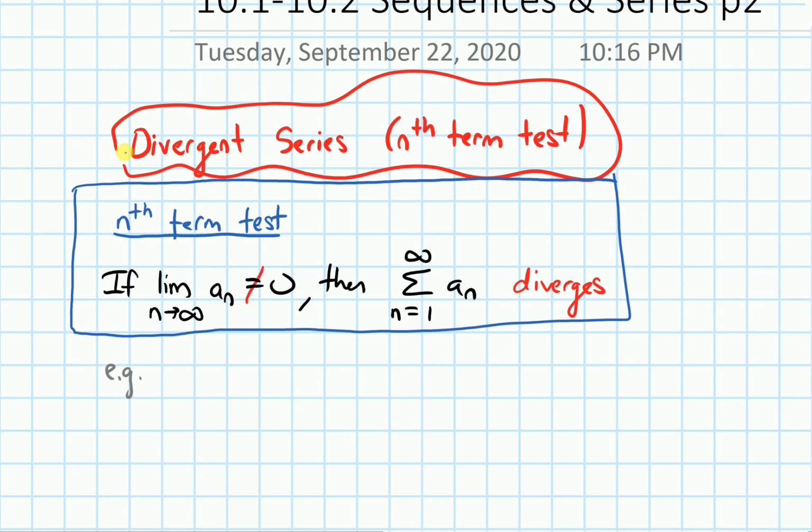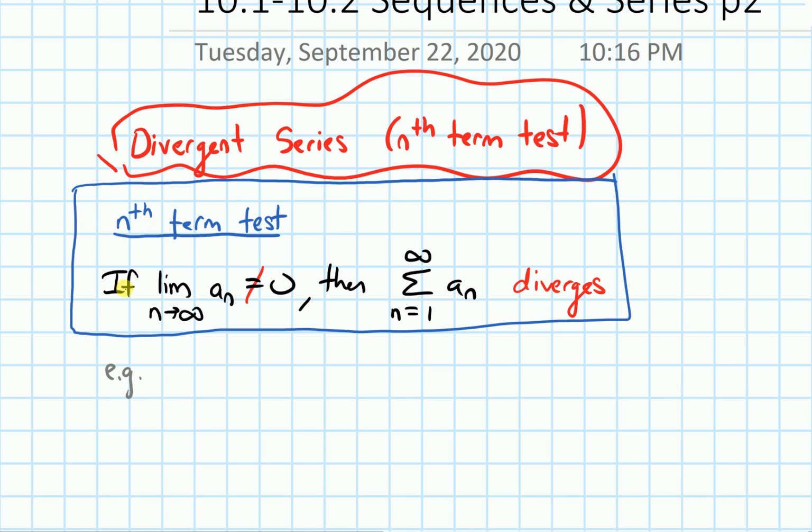In this video, we're going to talk about divergent series. Specifically, I'm going to introduce something called the nth term test, which is a test that will give us a condition that will let us say for sure that a series diverges. So here's what the nth term test says.